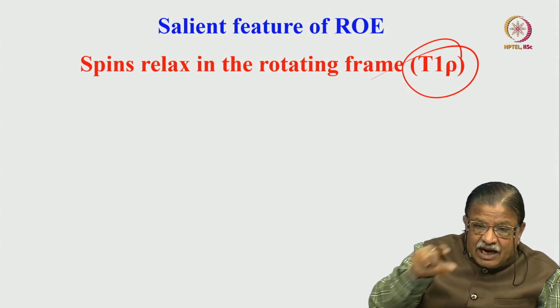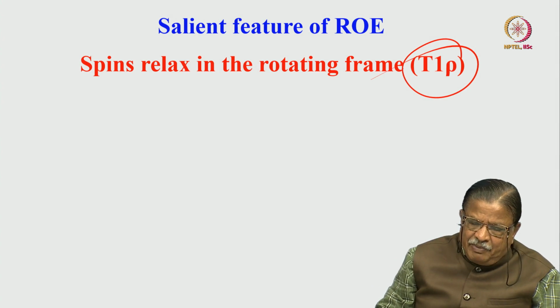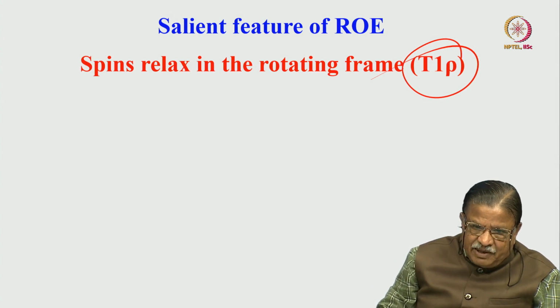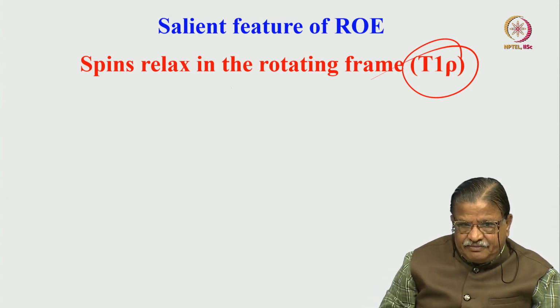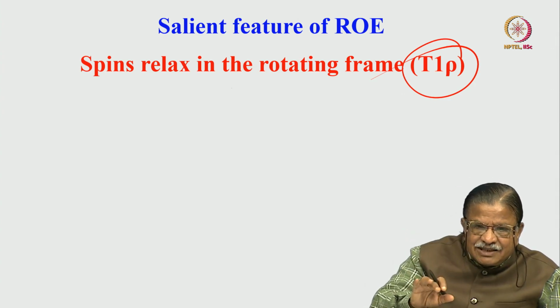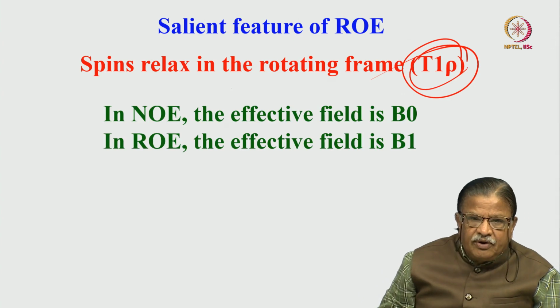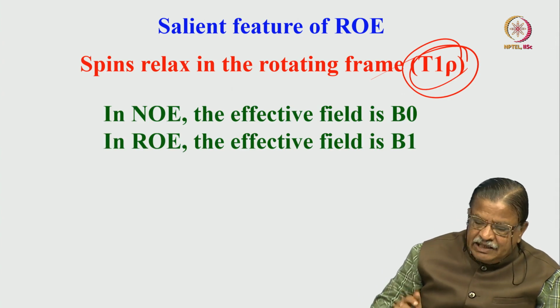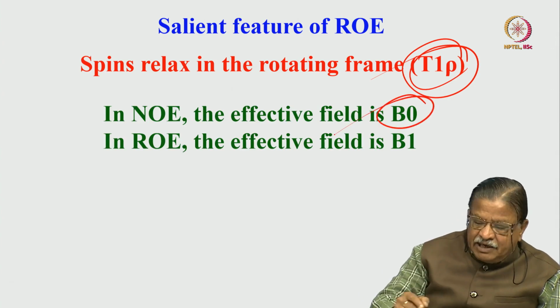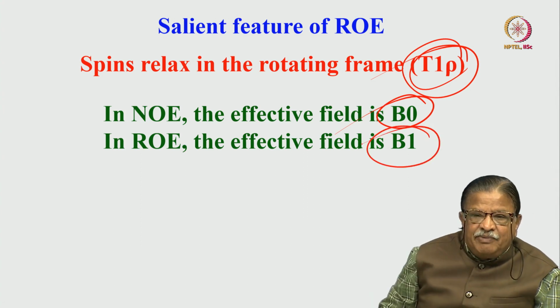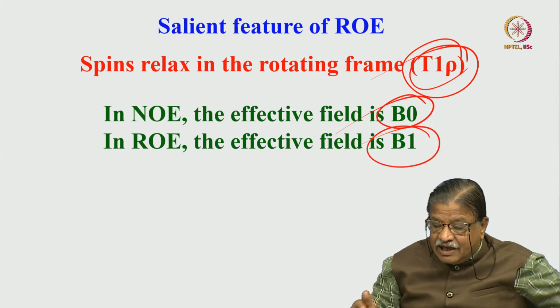Even though they are spin locked along the particular axis in the transverse plane, spins can still relax. That is called relaxation in the rotating frame, denoted as T1 rho. Okay. So, in NOE, the effective field is B naught, but in ROE, the effective field is B1. Why? I showed you in the graph.